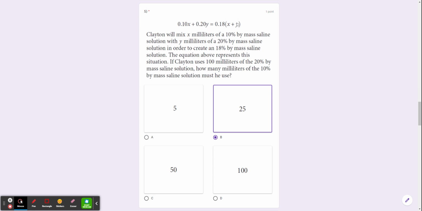So this is a substitution, then solving. You just have to pay attention where this goes. One of these, let's see here, probably is if you plug 100 in for X instead of in for Y. But Y is the one that's 100 because it's the 20% solution. Y milliliters of 20%.